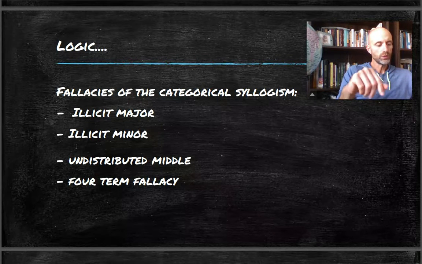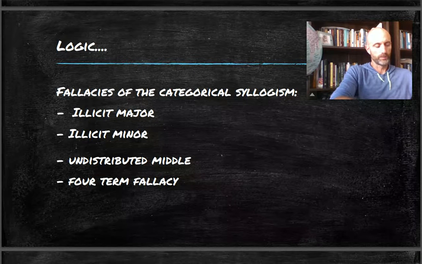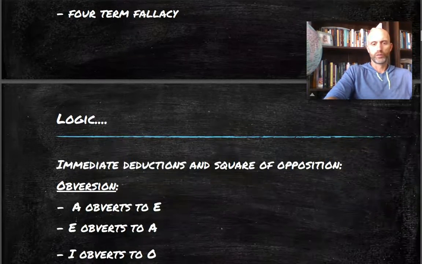Now, this next section on page 47 is about immediate deductions and the square of opposition. Now, this can become very, very bothersome and tricky, and you kind of lose sight of the forest for the trees here.